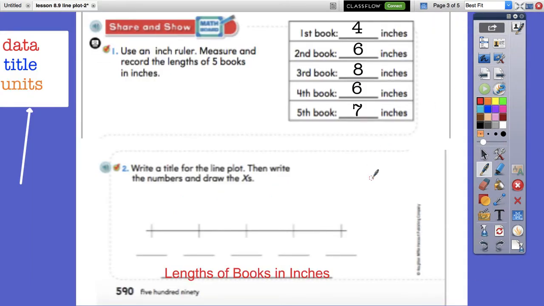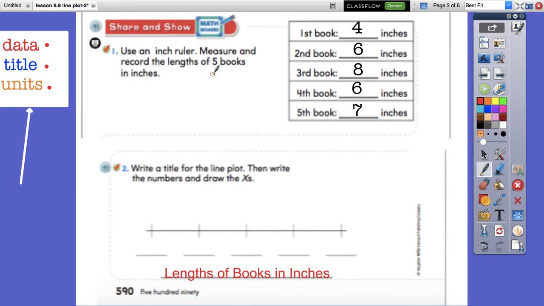All right, so on the top here, again, this is the important information that we need. We need to have data, we need to have a title, and we need to make sure to show what units of measure we are using. If we were at school, we would read these directions, which say use an inch ruler, measure and record the lengths of 5 books in inches. We would actually have you have books taken out of your desk or maybe from our book shelves, and you would have 5 books and you would have to measure them.